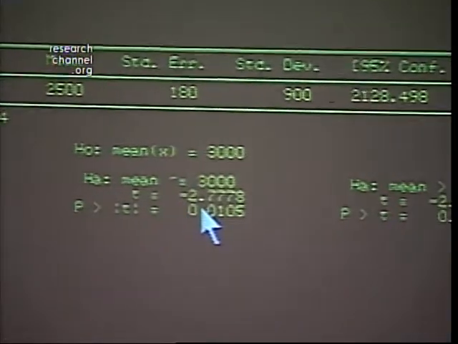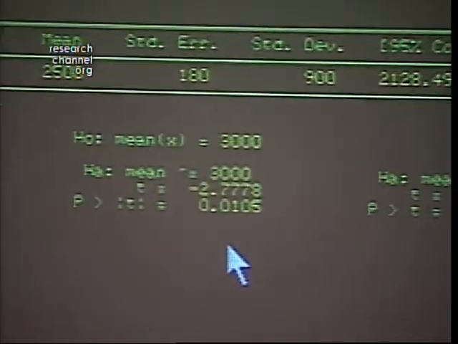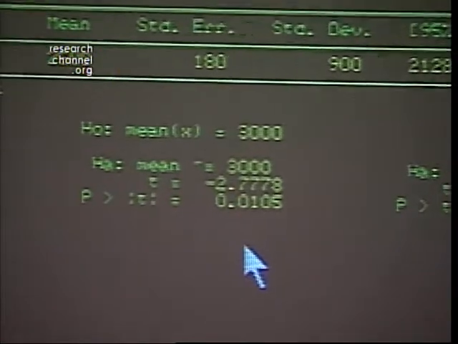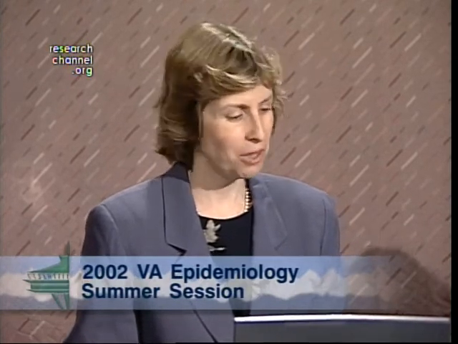So by inspecting the confidence interval for 3,000, by looking at the t-statistic falling in the far left tail of the rejection region, and by getting a very small p-value, all three would lead us to the same conclusion of rejecting this null hypothesis. Now, if we reached different conclusions based on those three methods, there must be something wrong. We should get the same conclusion with any of those methods.